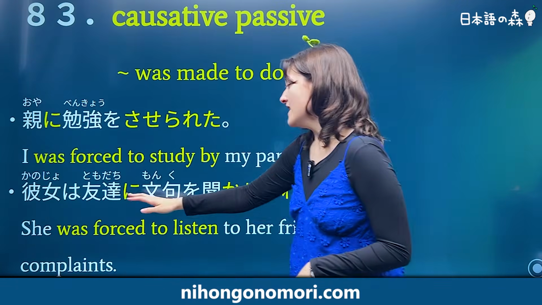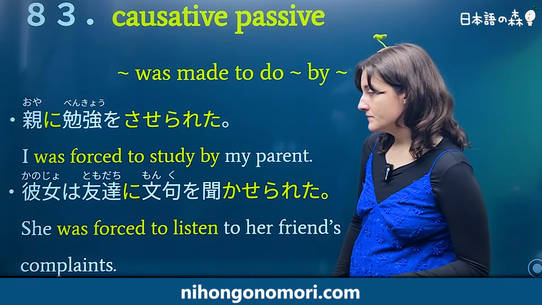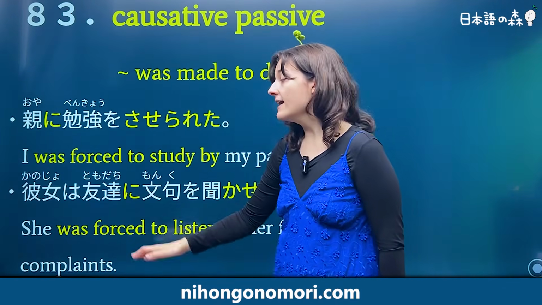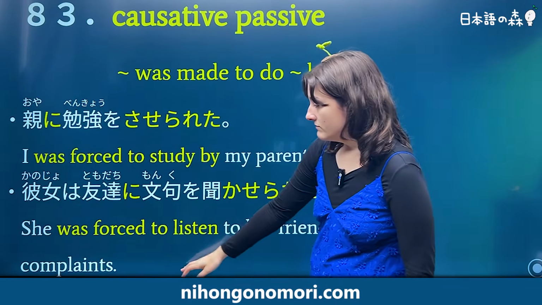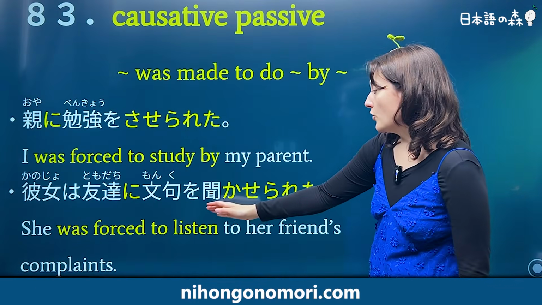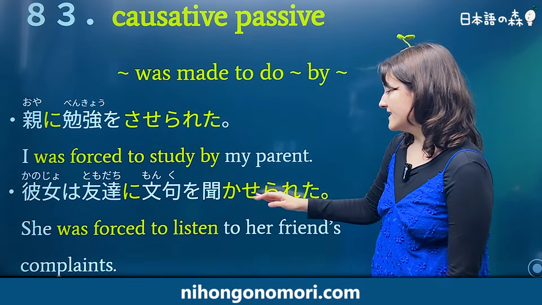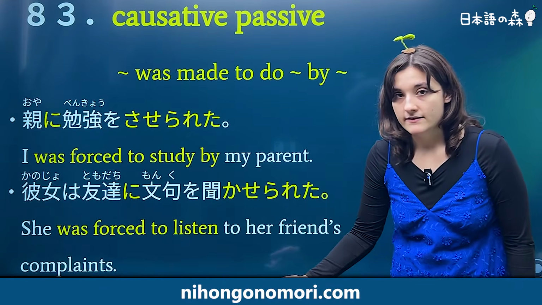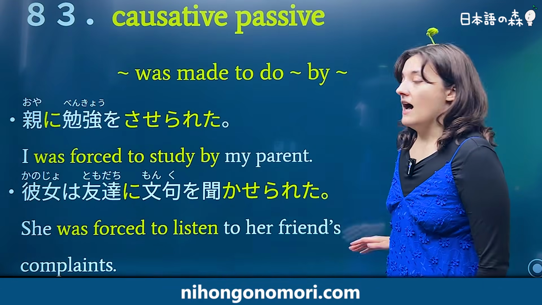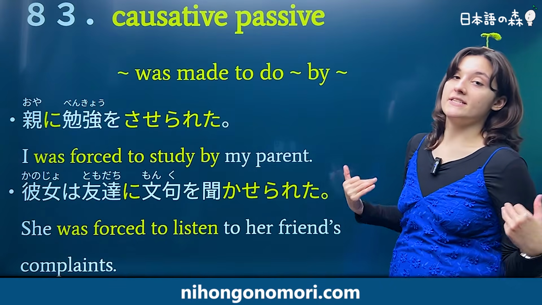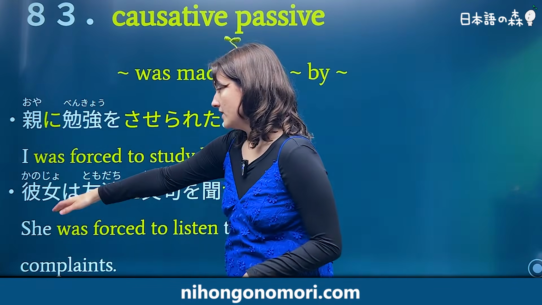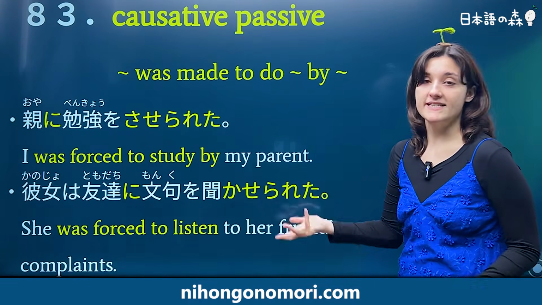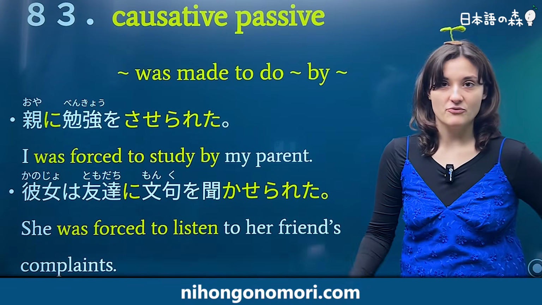彼女は友達に文句を聞かせられた. She was forced, by her friend, 友達に, to listen to complaints. So, 文句を聞かせられた. 聞かせる, we saw, is the causative form. So it's to force to listen. And then られた is she was forced to listen, right? Because it's from her perspective. 彼女は友達に文句を聞かせられた。She was forced to listen to complaints by her friend.